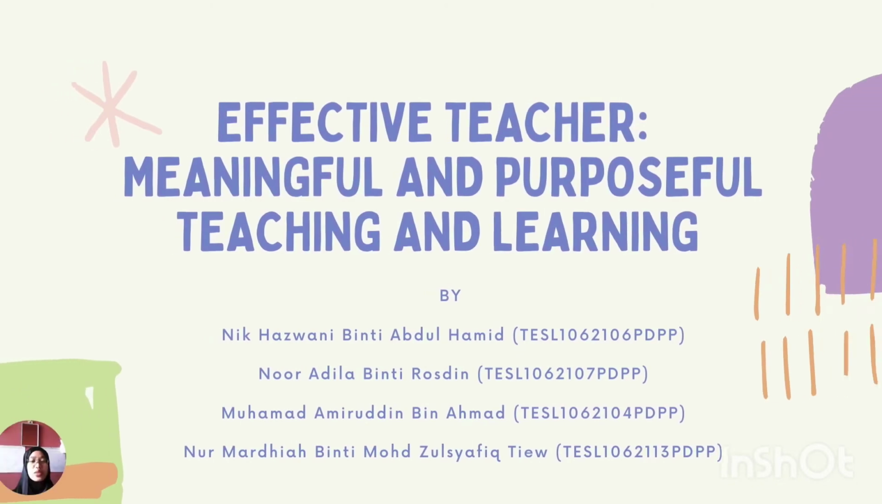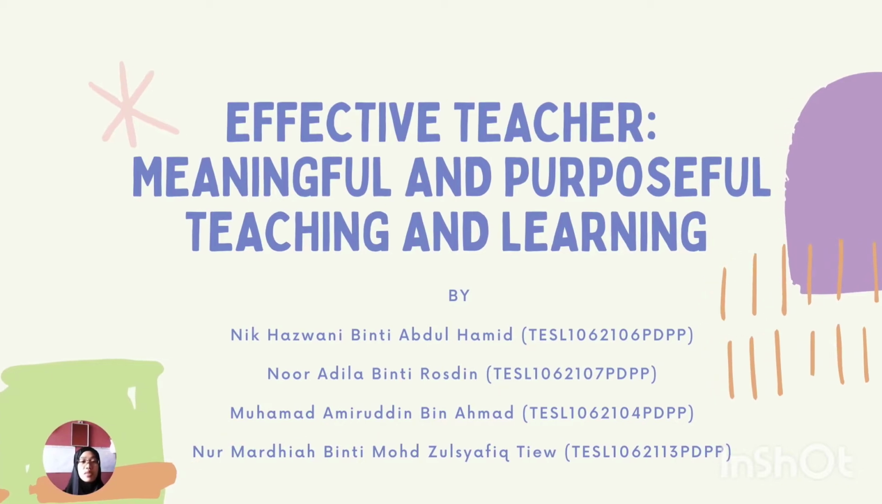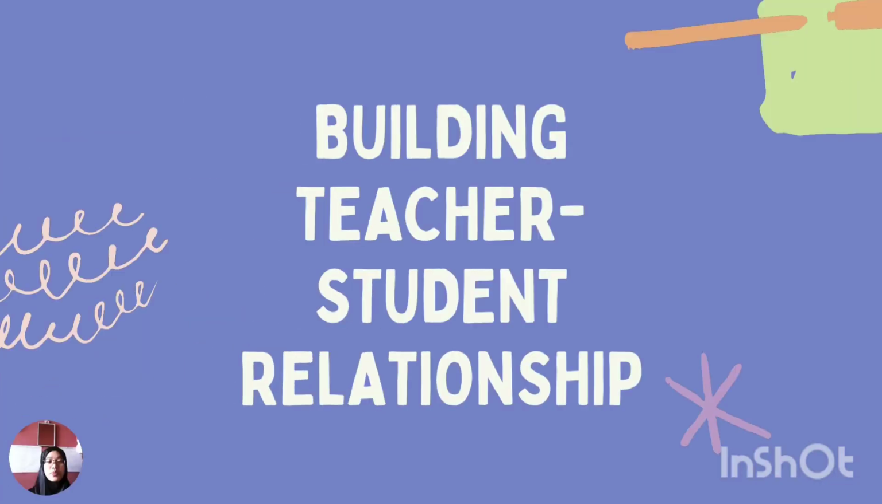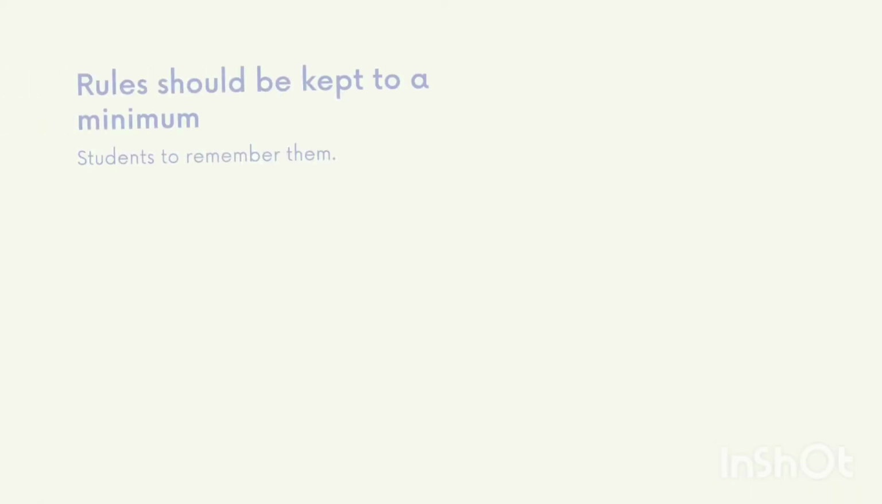Hi everyone. Today we are going to talk about how an effective teacher establishes meaningful and purposeful teaching and learning in a classroom. So the first method is by building teacher-student relationship. How we can build the relationship is by constructing classroom rules together with the students.